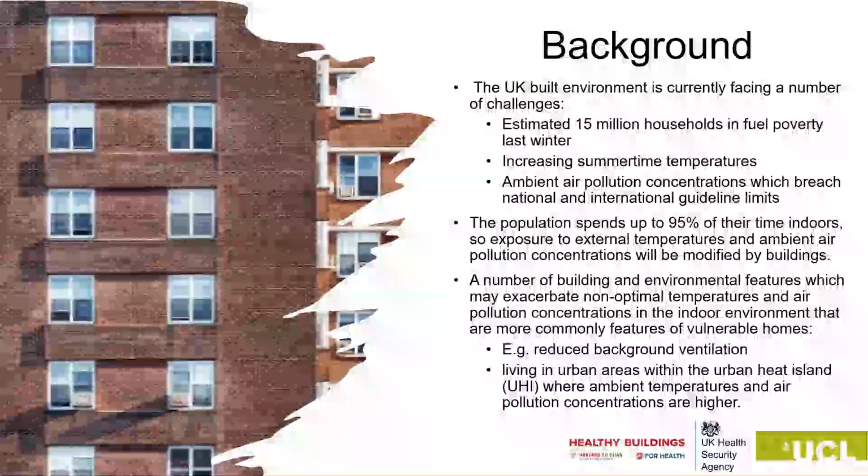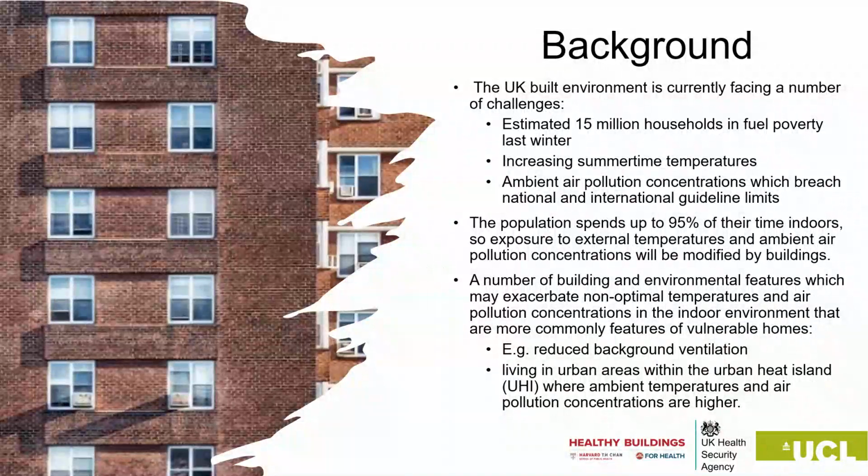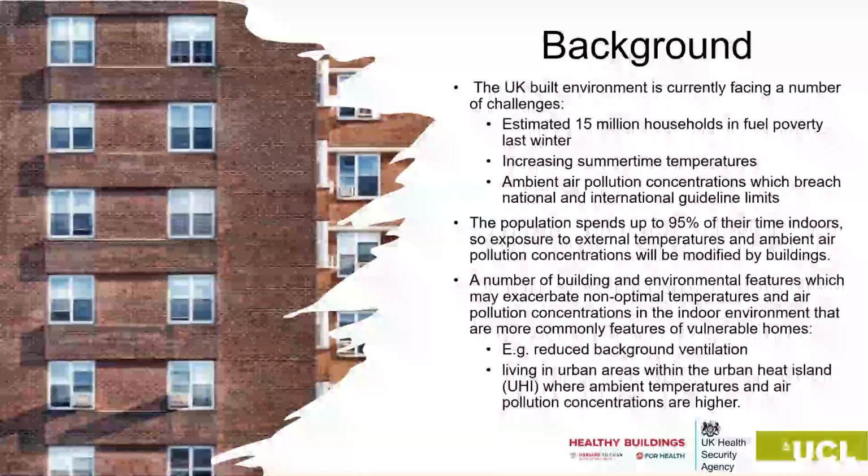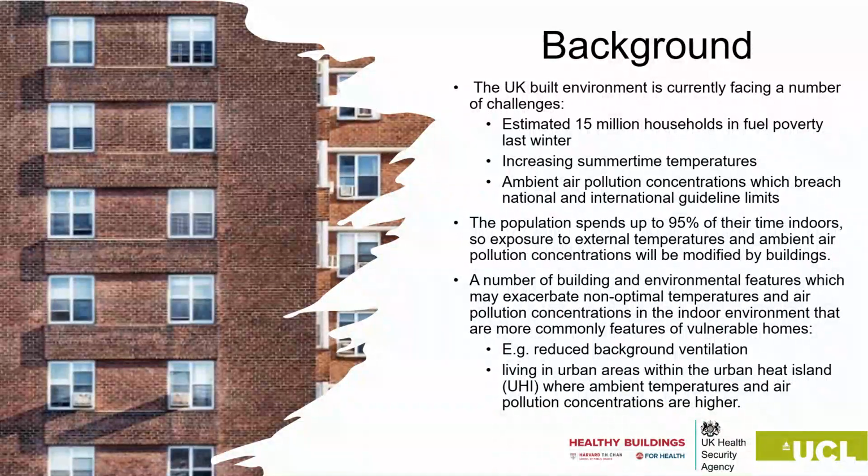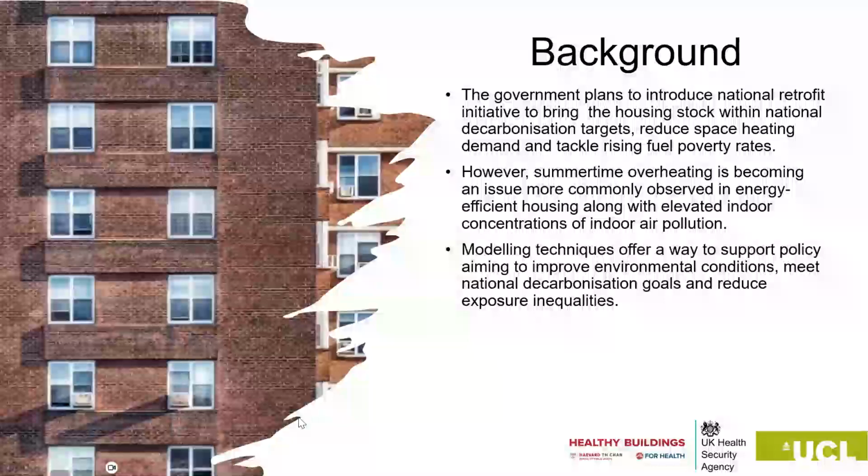And there are a number of building and environmental features which might exacerbate non-optimal temperatures and air pollution concentrations in the indoor environment, and that are more commonly features of vulnerable homes. Things like living in smaller homes with reduced background ventilation, and living in urban areas within the urban heat island, where ambient temperatures and air pollution concentrations are higher. Next slide, please. Thank you.